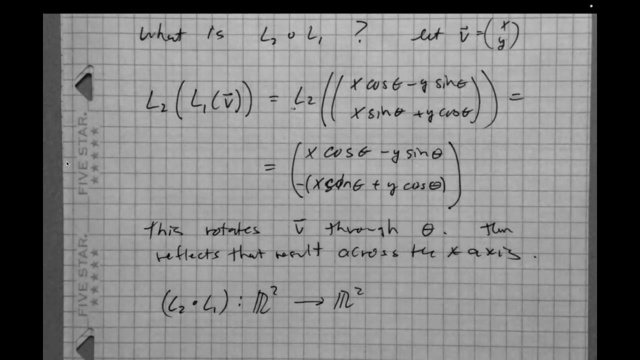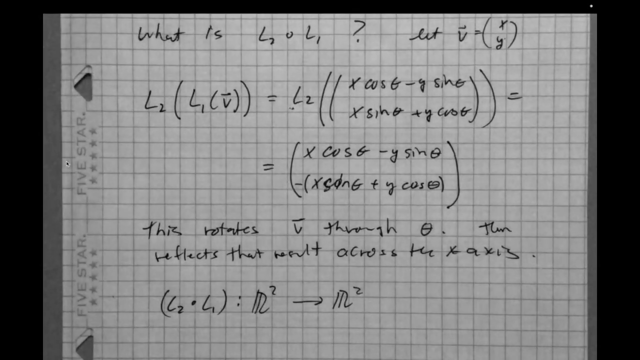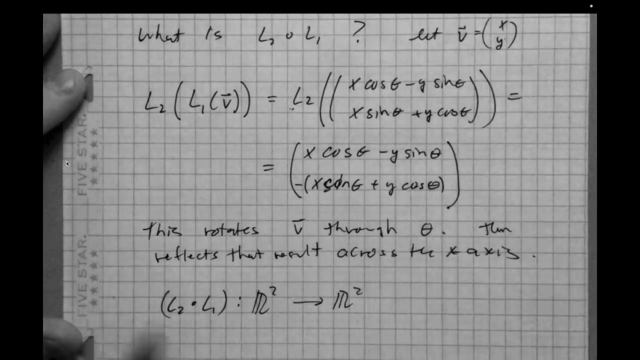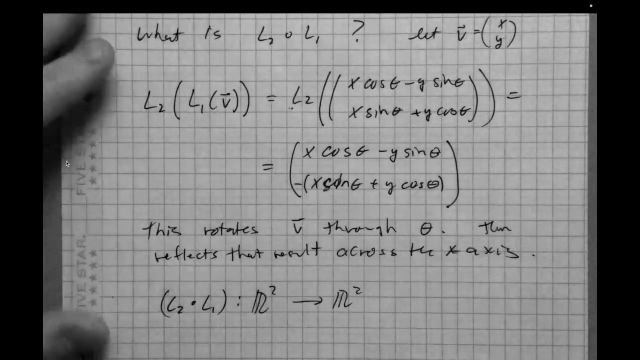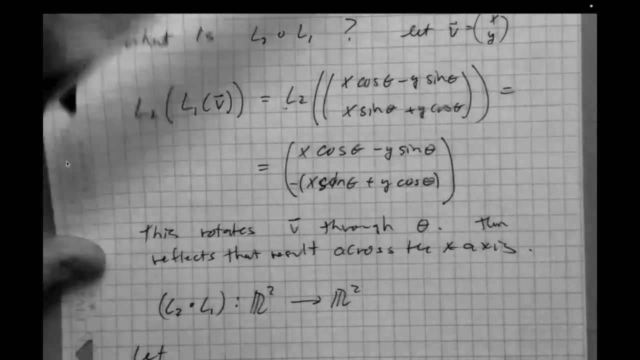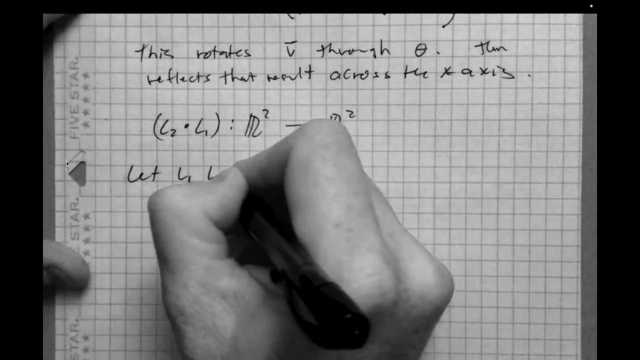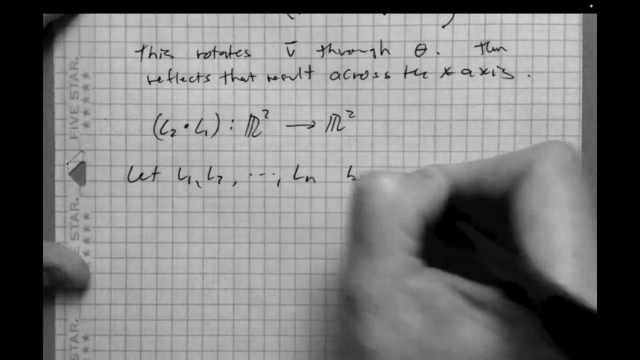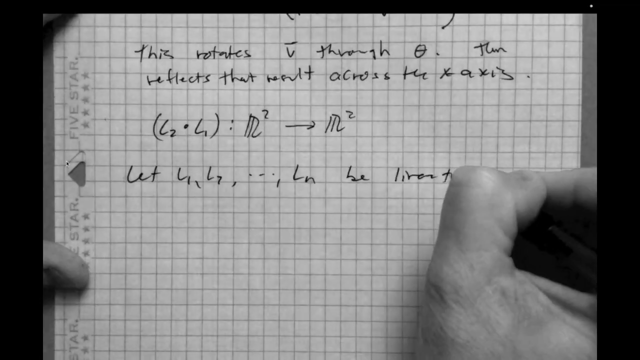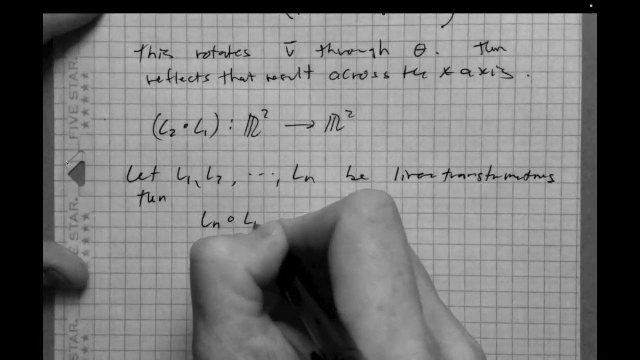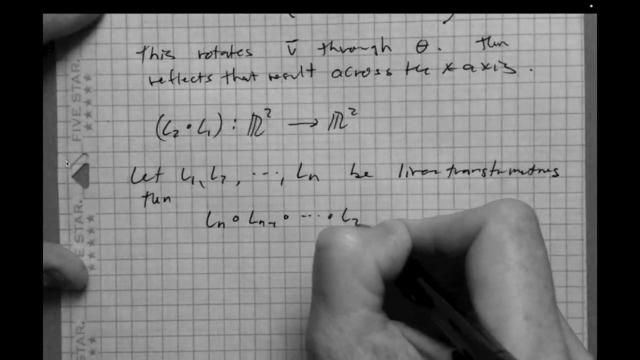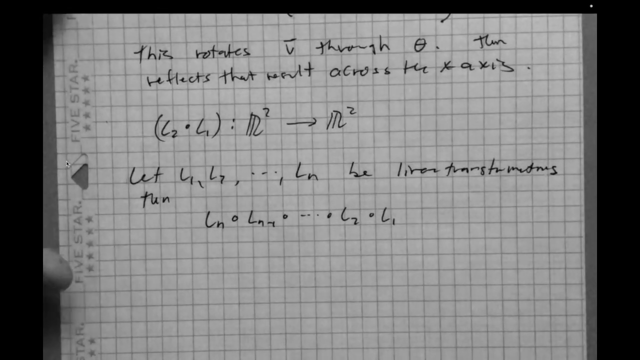Okay, and so compositions of linear transformations are linear transformations, and we just really talked about two linear transformations, but that result generalizes to n linear transformations. So we could say let L1, L2, ..., Ln be linear transformations. Then Ln composed of Ln minus 1, composed of ... composed of L2, composed of L1 is a linear transformation as well.